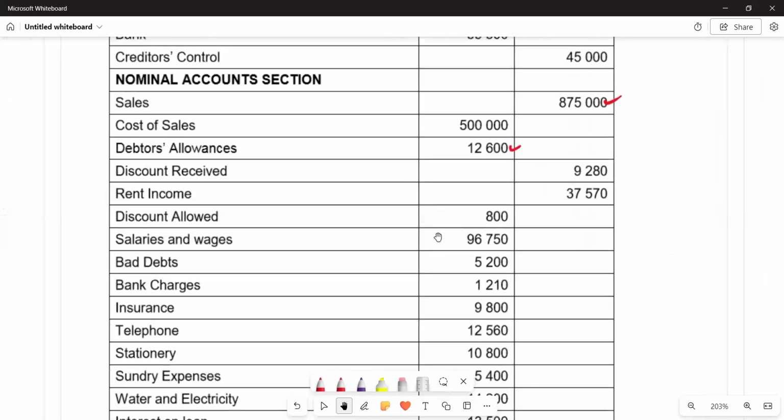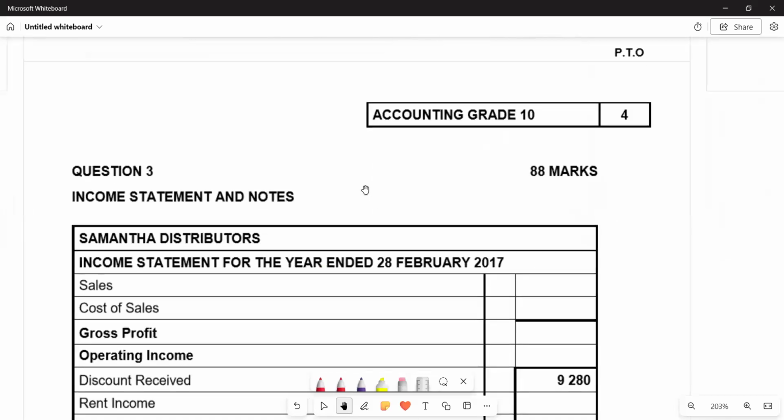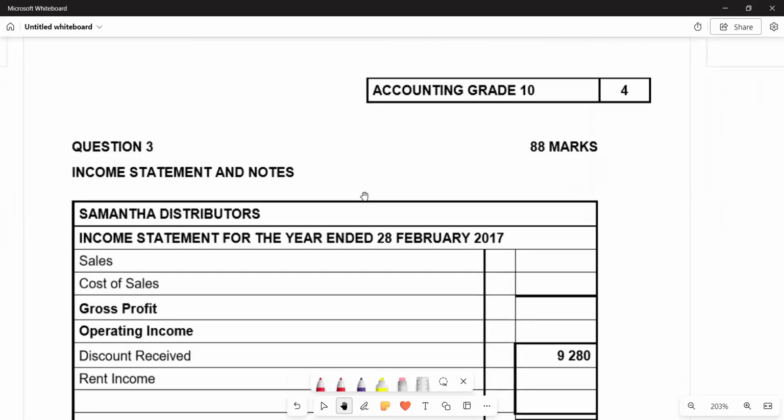So let's go to our answer section and do that. Here, in brackets, we are going to say our 875,000. We are subtracting our 12,600, and then we are subtracting your 1,500. We do that, and we are going to get a figure of 860,900.